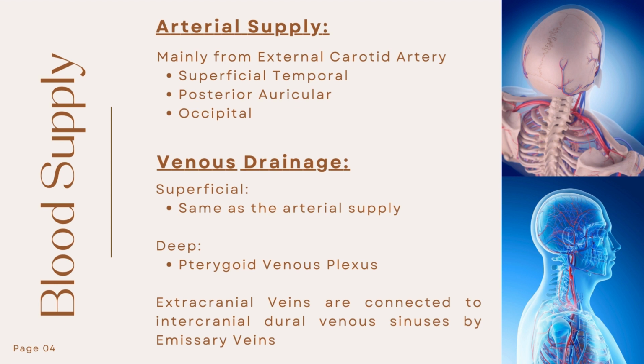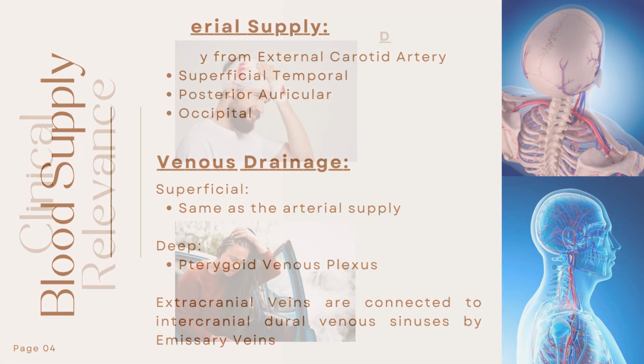The venous drainage is a bit different. It has superficial drainage, which is the same as the arterial supply. It also has a deep drainage, which is formed by the pterygoid venous plexus. Another note is that the extracranial veins are connected to intracranial dural venous sinuses by emissary veins.